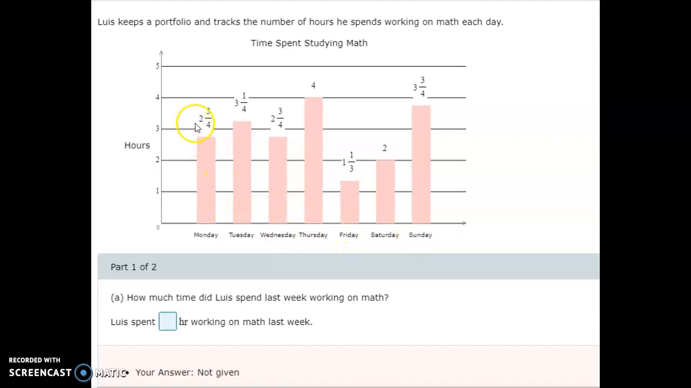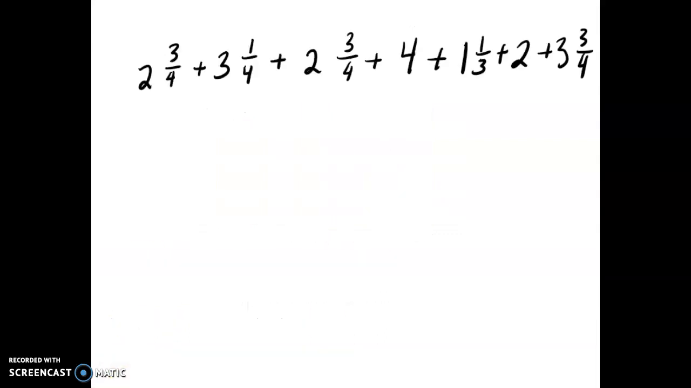And he records his hours in these mixed number fractions. So 2 3/4 of an hour, 3 1/4, 2 3/4, 4 hours, and so on, as you see here. It says, how much time did Louis spend last week working on math? So let's pull up a whiteboard, and I'm going to add up all these numbers from Monday through Sunday. On the board here, I've written the number of hours for each day. And then I have to add these together.